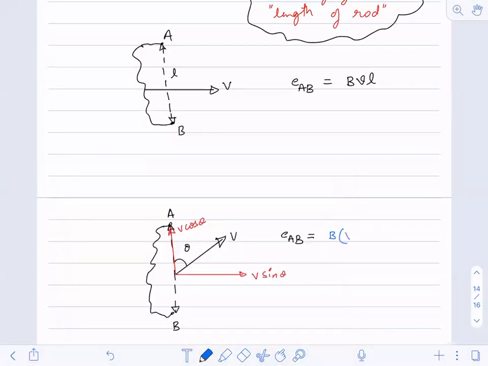So in this case, what I have to write? B, V sine of theta into L. And if I calculate AB due to B, V cos of theta into L, this value has to be 0. Understood? So I'm removing this. This is not required over here, and unnecessarily you'll get confused. So it is BVL sine theta. Either you take L sine theta or I will take V sine of theta. It is up to you.